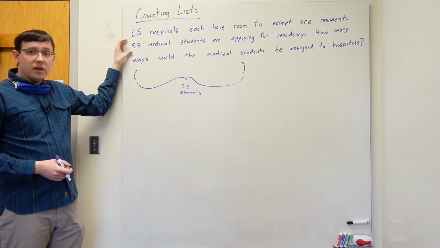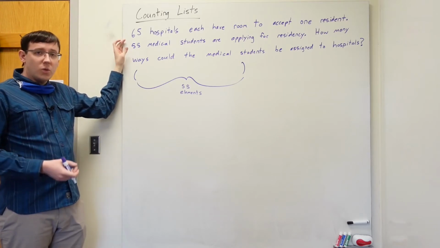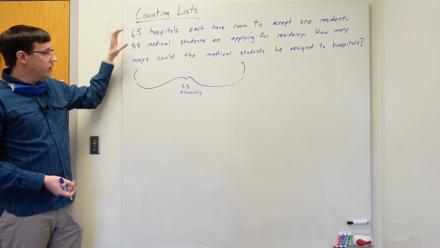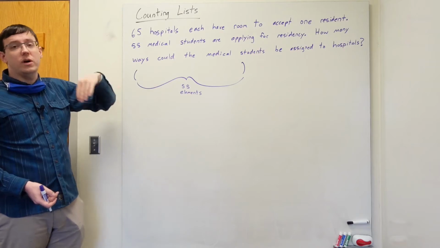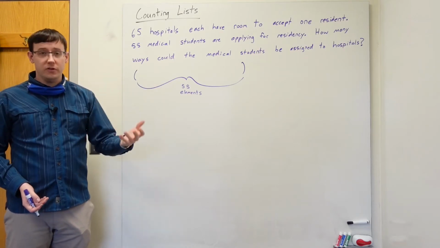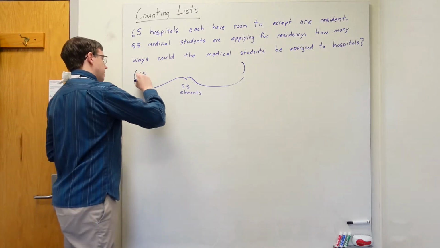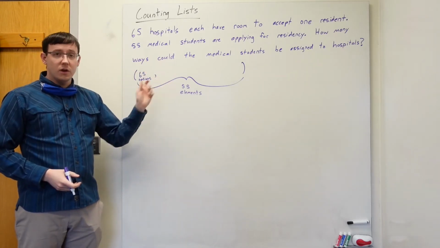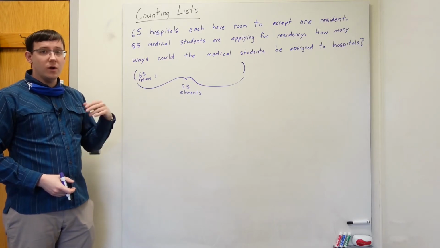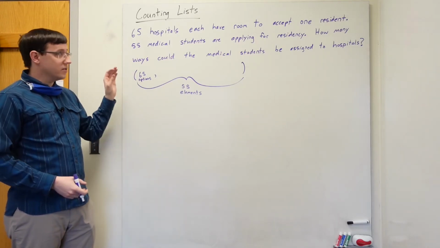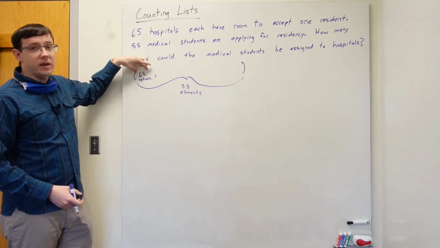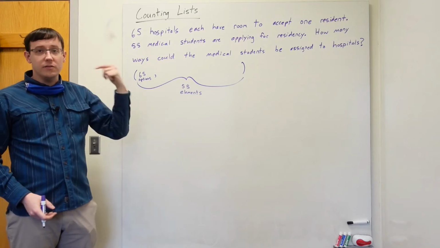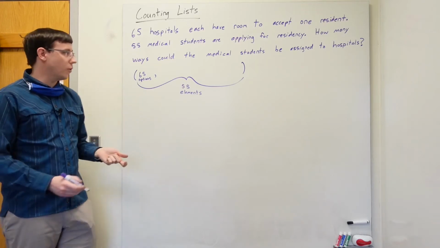And for the first position in the list, we have 65 different hospitals that we could write in that position to assign to the first medical student. Then for the second medical student, we can assign them to any of the hospitals except for the one that we assigned to the first medical student. So we have 64 remaining options for the second.